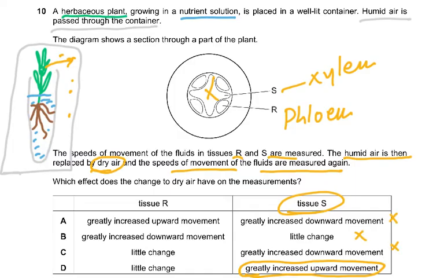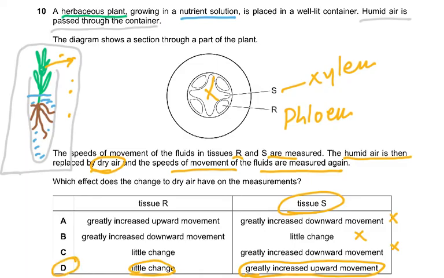Greatly increased upward movement. Why? Because more water vapor is diffusing out of the leaf. So more water is being pulled up the xylem vessel. So greatly increased upward movement, and in tissue R, which is the phloem, there will be little change. So the answer is D.